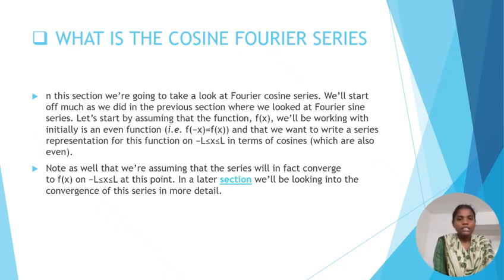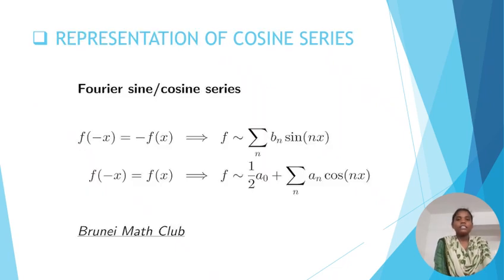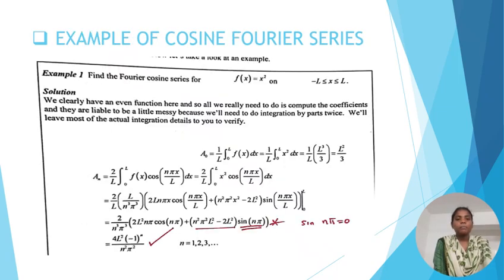In this section, we are going to take a look at the Fourier cosine series. We start off much as we did in the previous section where we looked at the Fourier series. Let's start by assuming that the function f of x we will be working with initially is an even function. The representation of the cosine series is f of minus x equal to f of x. This is the representation of the cosine series, and this is the example of the cosine series.